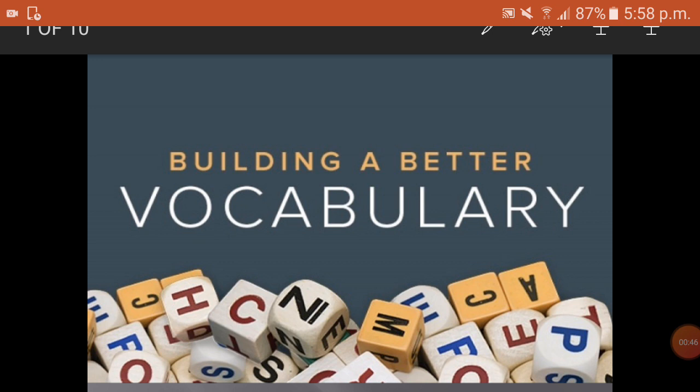How to learn vocabulary? Learning vocabulary is a very important part of learning a language. The more words you know, the more you will be able to understand what you hear and read. And the better you will be able to say what you want to when speaking or writing.